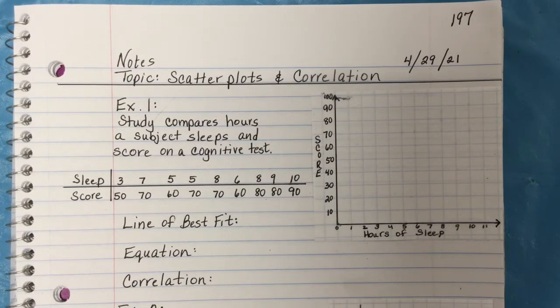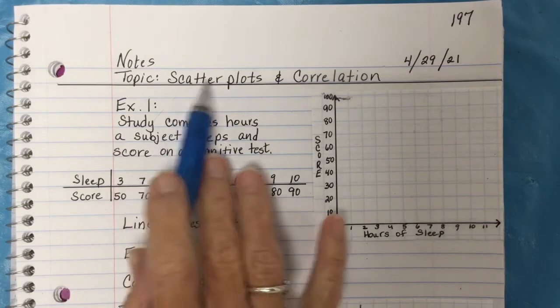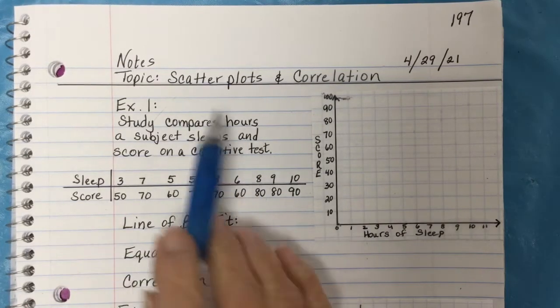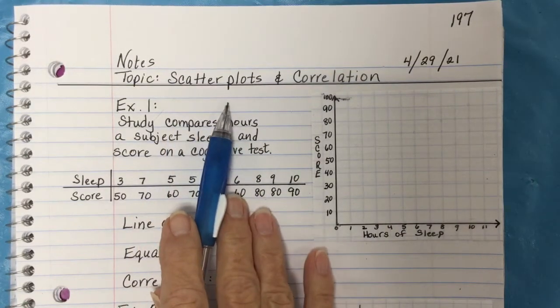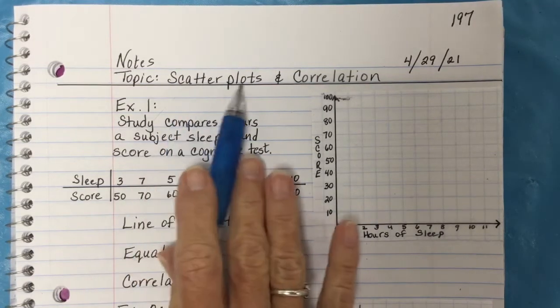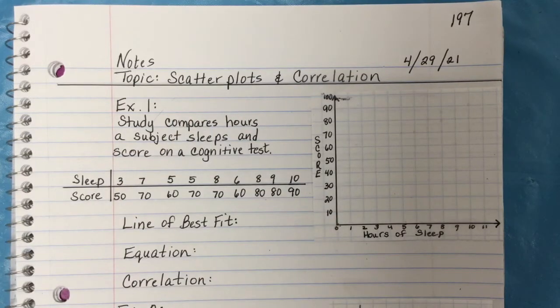Today we're going to continue studying statistics, and our topic today is going to be scatter plots and correlation. So scatter plots, I like to help you remember what that looks like by thinking scattered dots. You're not going to have a straight line, you're not going to have bars, you're not going to have a box, you're going to have scattered dots. And so this is a way to compare two different data points.